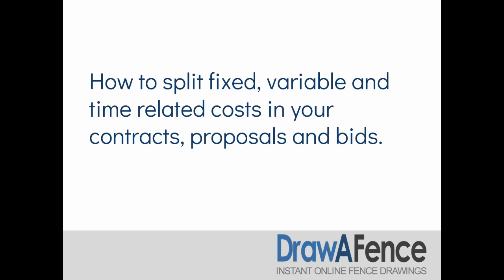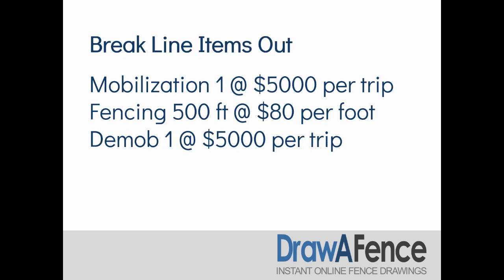So in this little section, let's talk about how to split fixed, variable, and time-related costs in your contracts, proposals, and bids if you're not used to doing it that way. So the most simple way to do this is to break the line items out, and this doesn't have to be complicated. If you want to just price per foot of fence, that's fine.